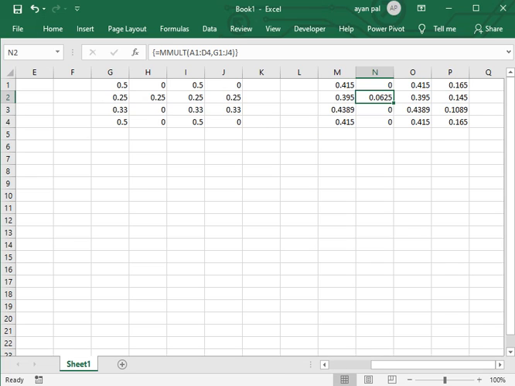Now click Ctrl Shift Enter, so we get our required multiplication. So as we can see this is our value for P22 to the power 2, that is 0.0625, which is nothing but 1 by 16.